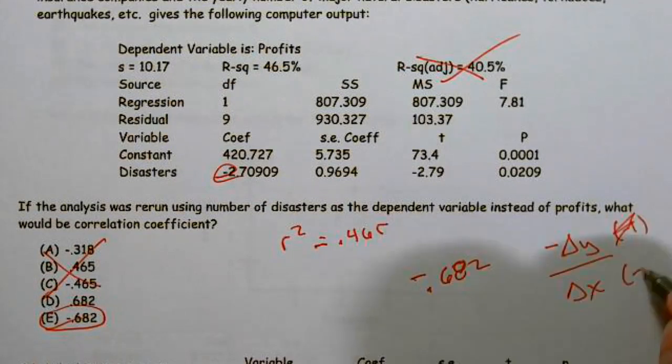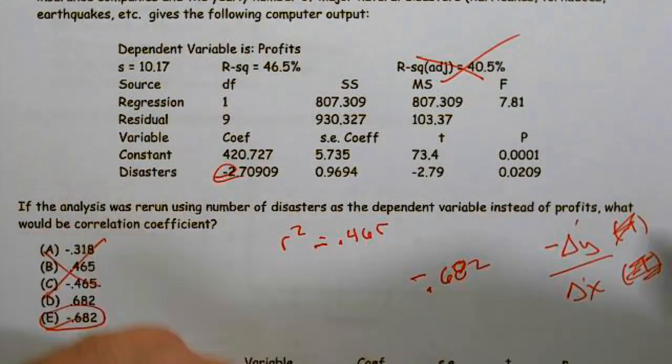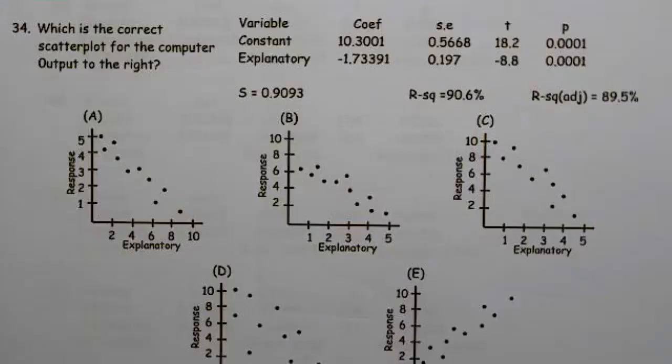If I multiply the denominator by -1, it changes it. But it doesn't matter which one I put in the numerator and which one I put in the denominator, the correlation remains the same. So 33 is E.